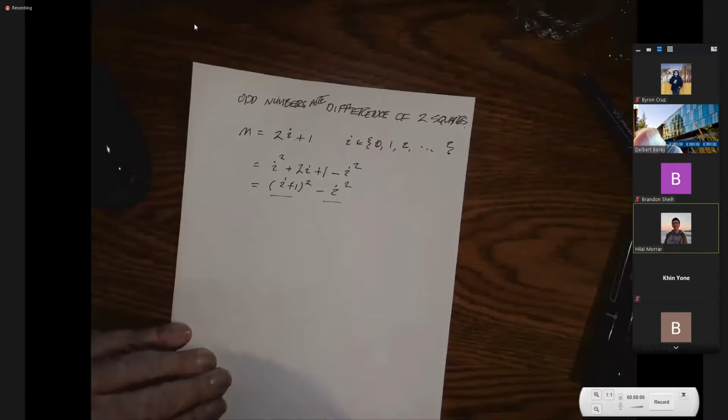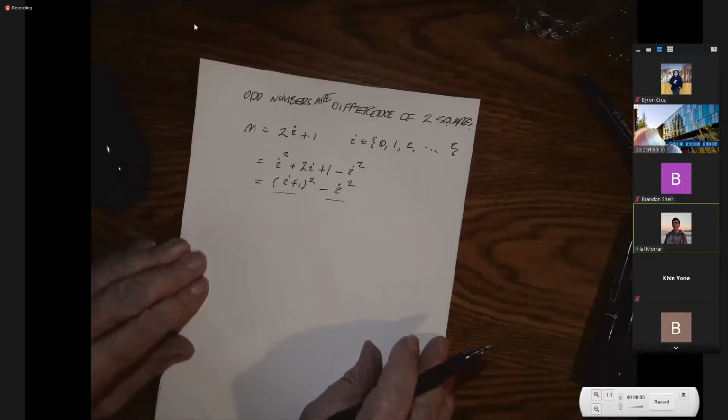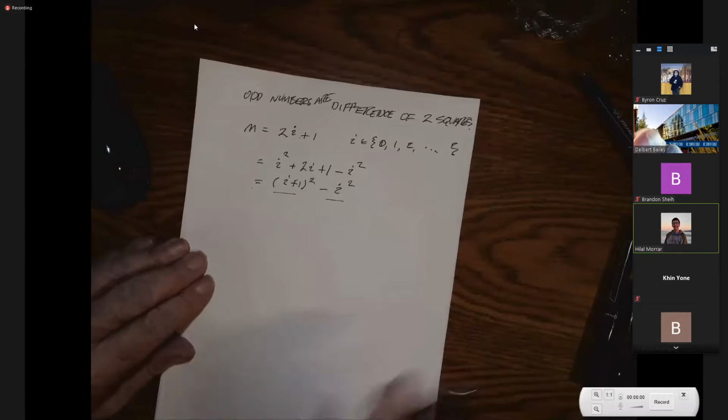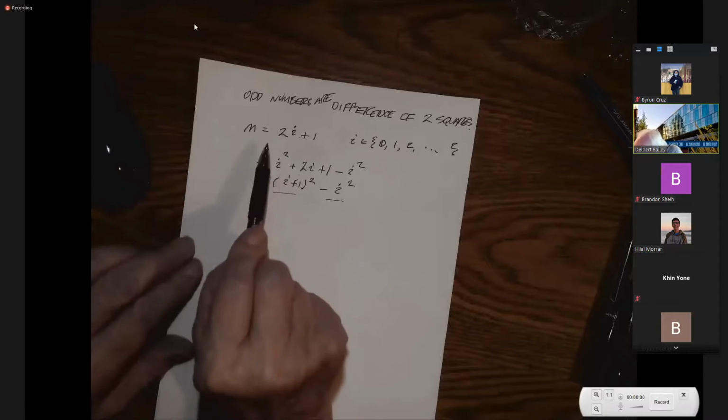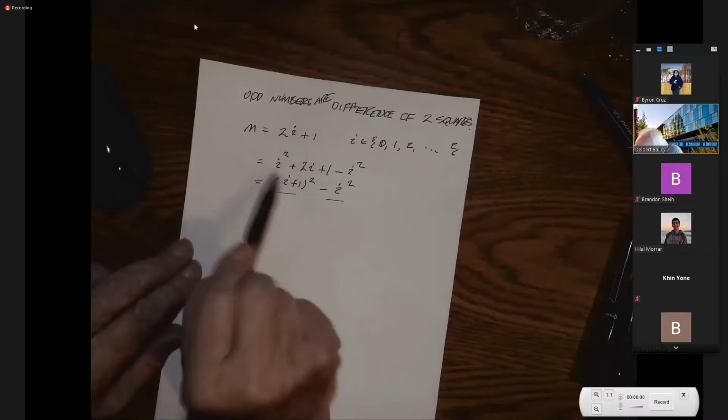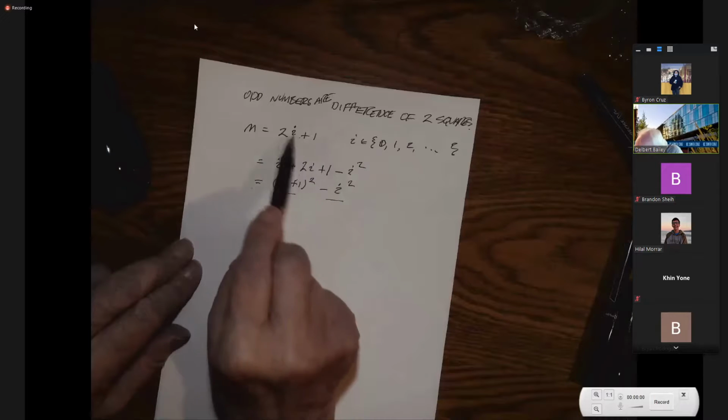Sorry, can you show again how you got to the middle line? This one? Yes. I added i squared and subtracted i squared, so it's still the same thing, right?